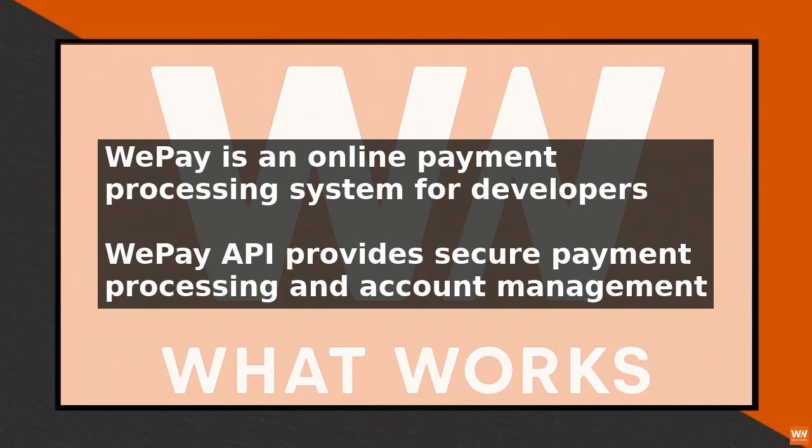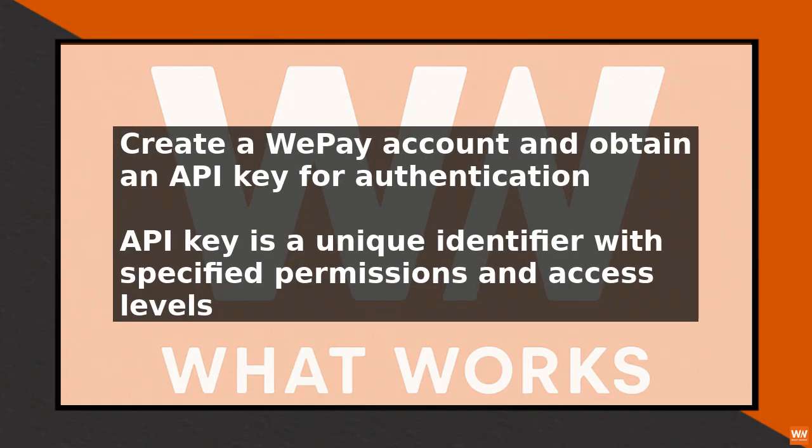The WePay API provides a secure and efficient way to process payments, manage accounts, and retrieve payment information. First, you need to create a WePay account and obtain an API key. The API key is a unique identifier that is used to authenticate and authorize API requests. To create an API key, log into your WePay account, navigate to the account settings, and click on the API Keys tab. From there, you can generate a new API key and specify the permissions and access levels for the key.